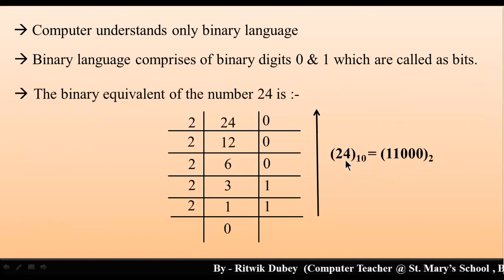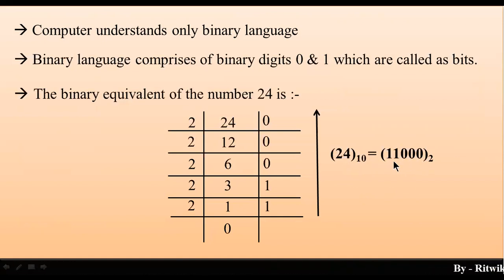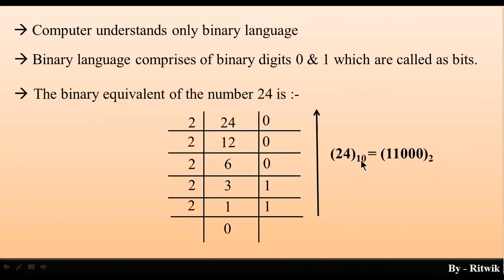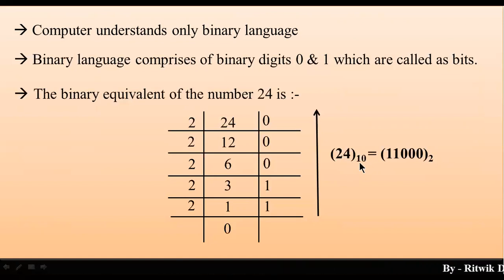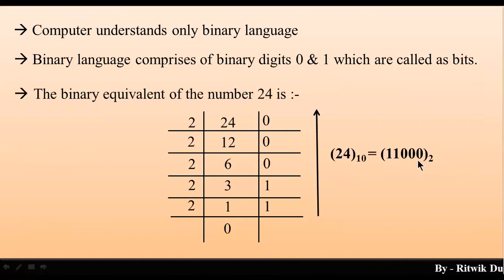So 24 whose base is 10 is equal to 11000. Don't say 11,000. Okay, it is 11000 whose base is 2. What is the meaning of base is equal to 2? Because in binary number system only 2 digits are allowed. In decimal number system, how many digits are allowed? 10. 0 to 9. So 24, when it is changed to binary number system, it became 11000. So how many bits are there? 1, 2, 3, 4, 5.